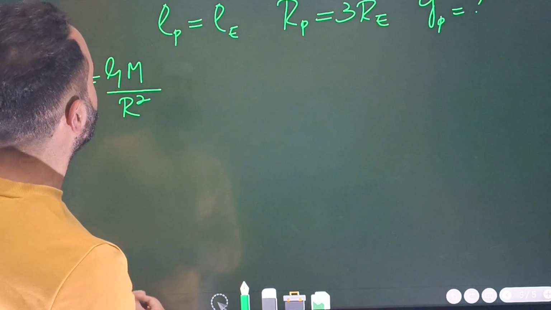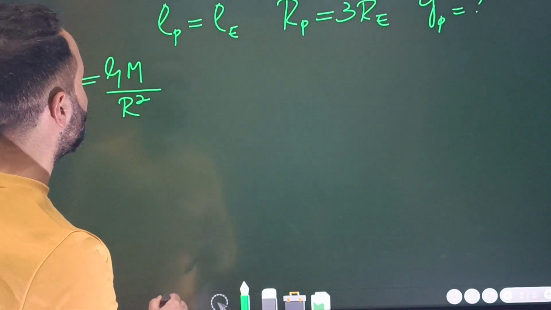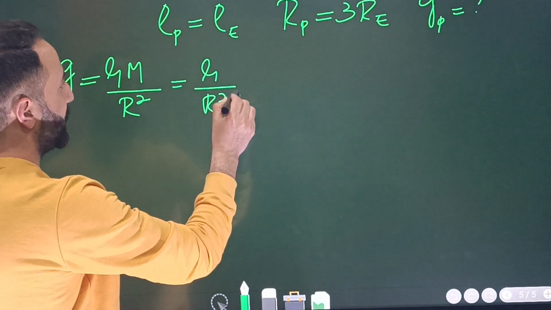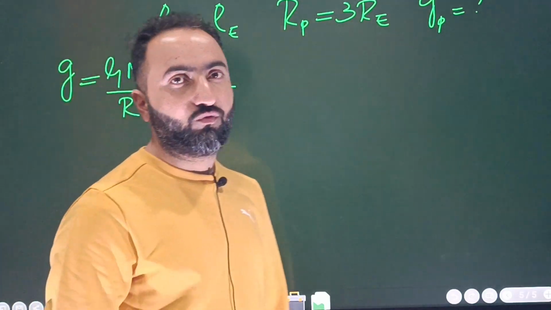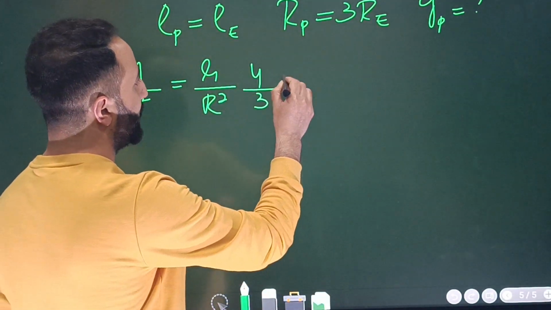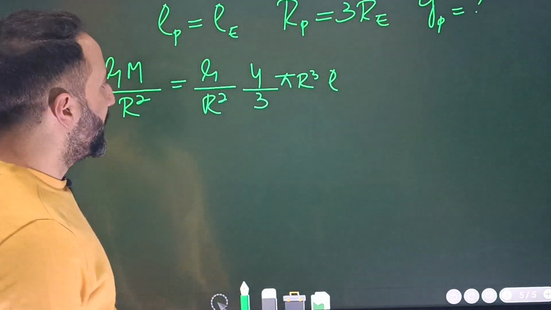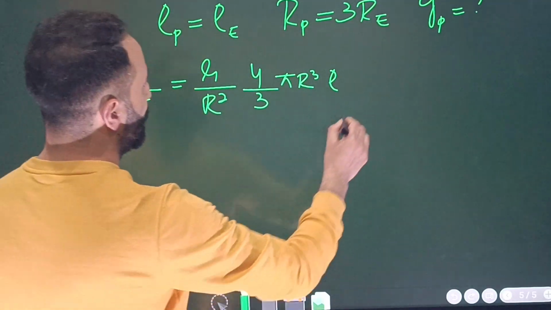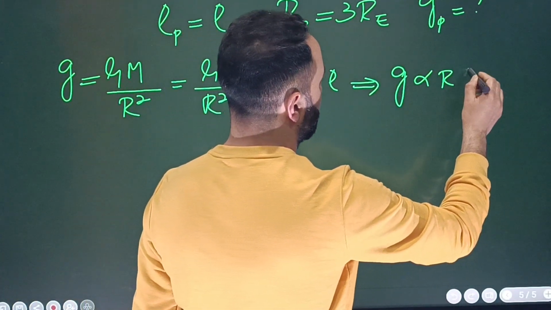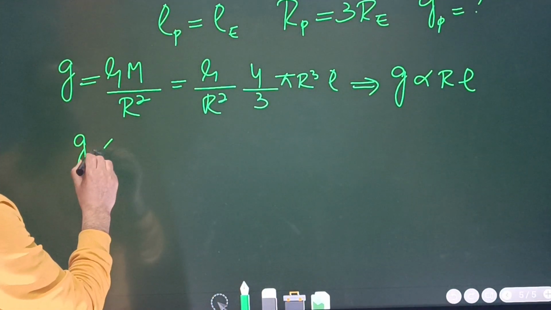So first of all, you see that the density is constant. It's not given that the mass is constant. What is given is that density is constant. So you can write the equation like this: g is GM divided by r square, and in place of mass you can write volume into density. The volume of a sphere is 4 by 3 pi r cube, and the density is rho. Now this r square is going to cancel with this, so g is directly proportional to r multiplied by rho. So in this case, g is directly proportional to r.